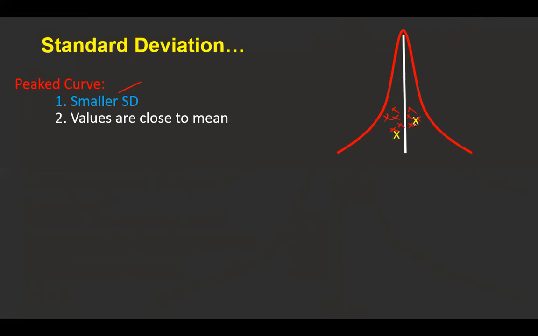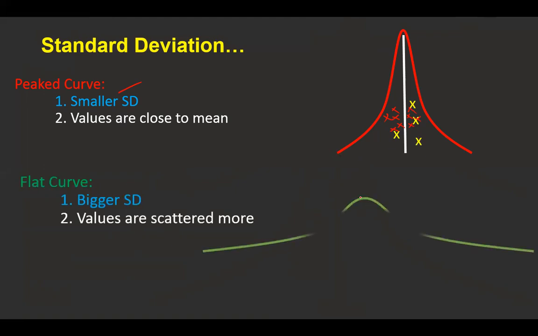Now, these are all the values you are having. When there is a flat curve, the width will be more here. This is a flat curve. The width will be more, and the values are scattered more. So this is what it is about standard deviation. The width is more.